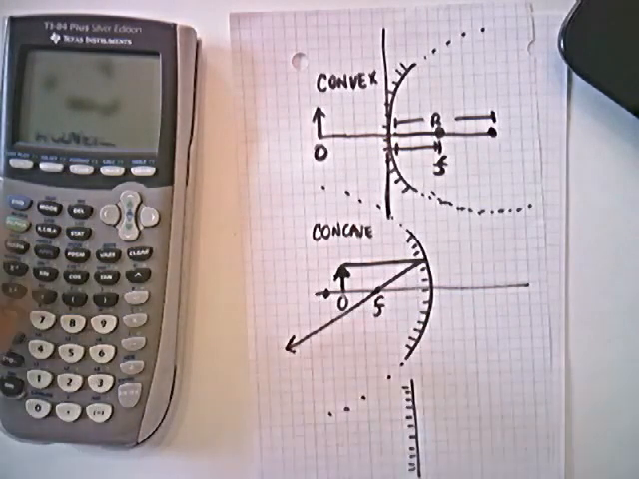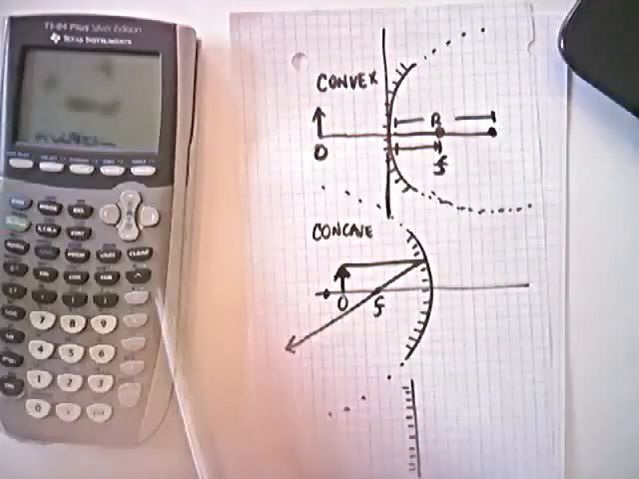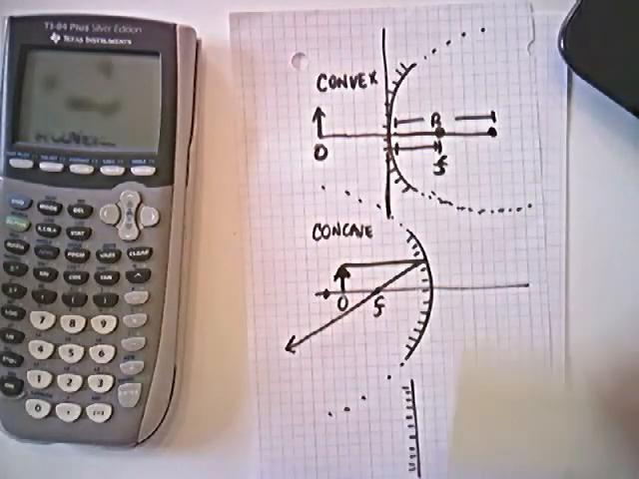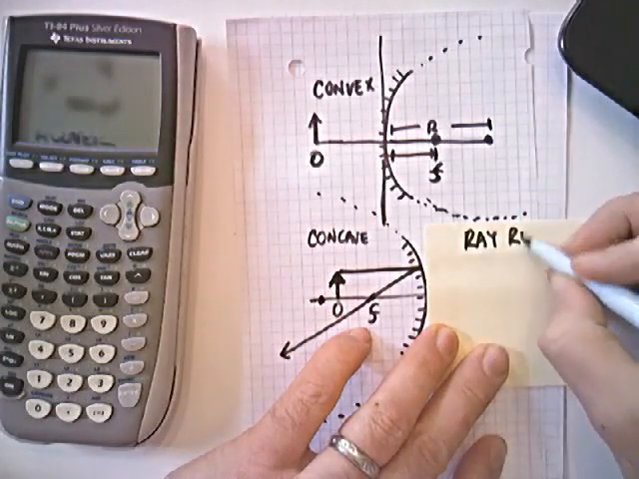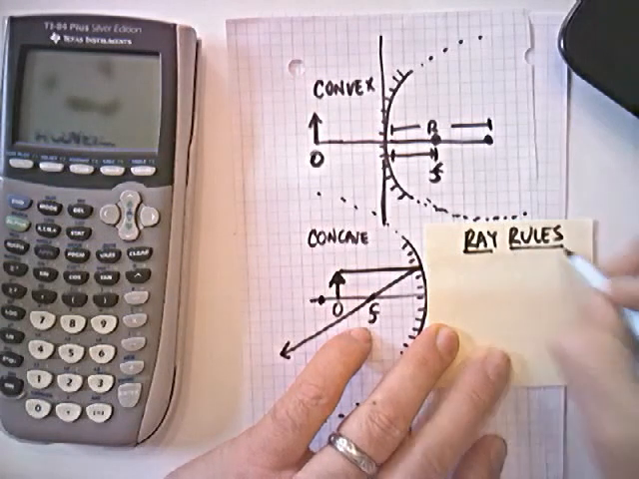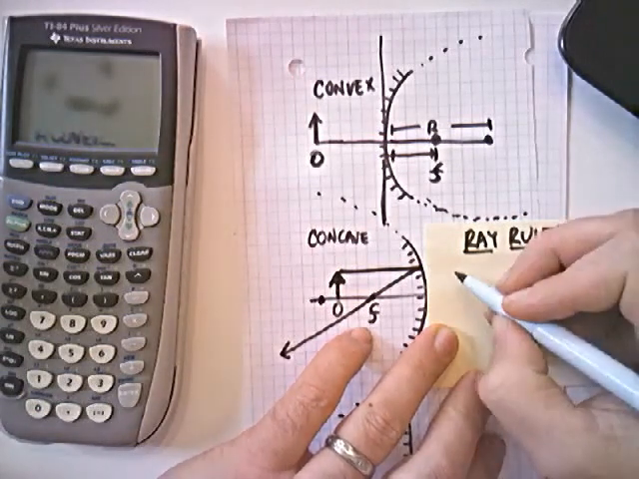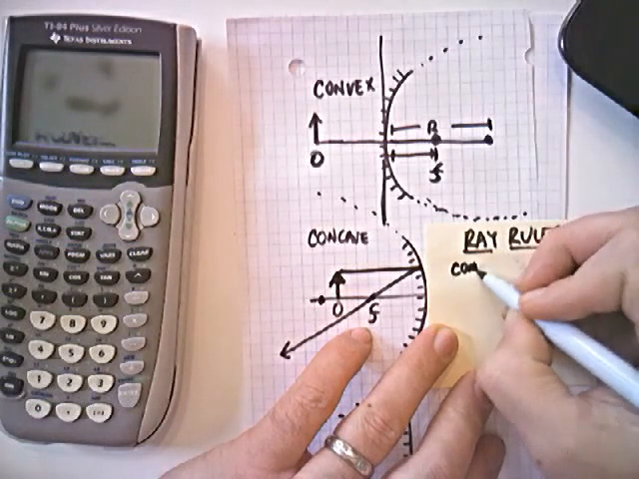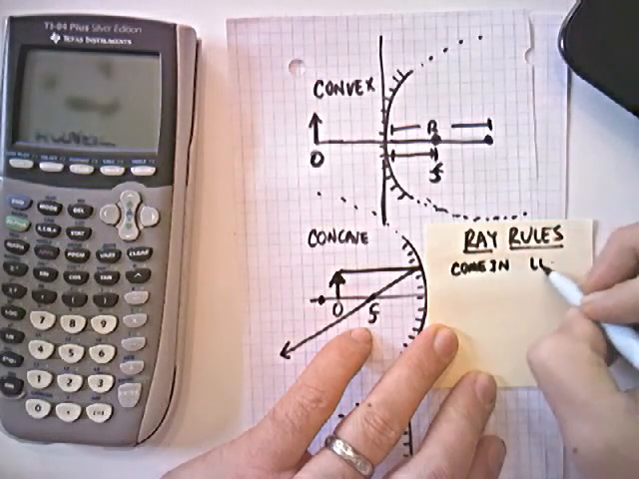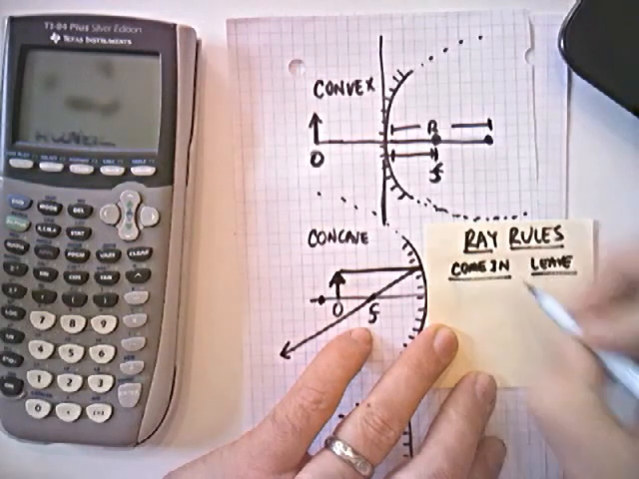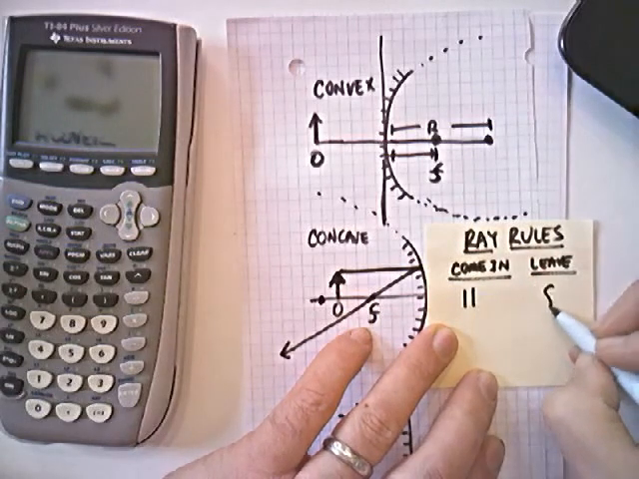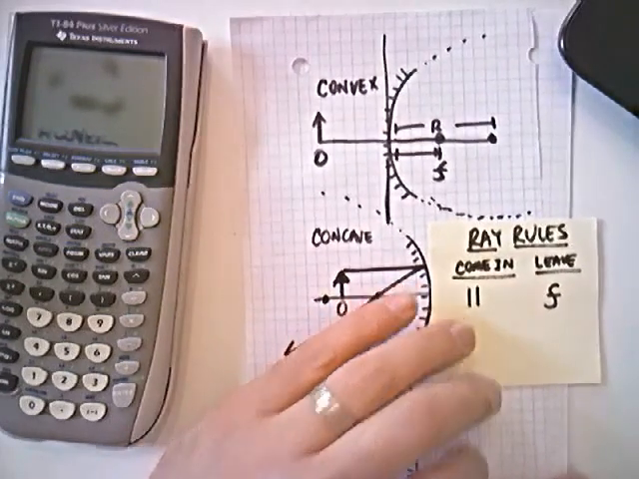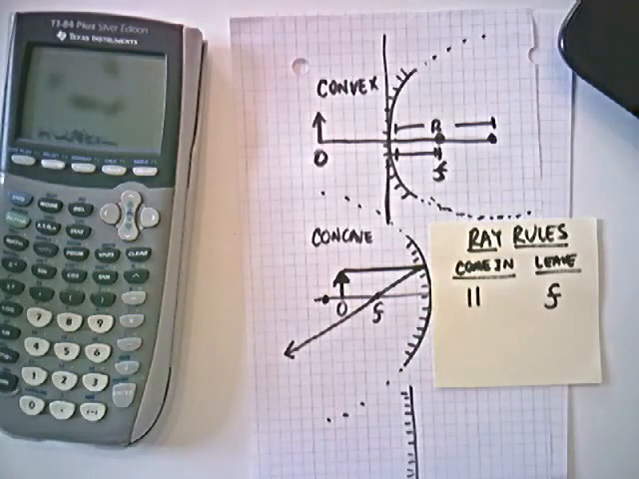We're going to use these different rules to help us understand how light travels when it hits a mirror. The ray rules will always be the same for all different kinds of things; they just get applied differently. Our ray rules are how we come in and how we leave. So we might come in parallel and then leave through the focal. That's our ray rule 1 for mirrors: come in parallel, leave based on the focal.